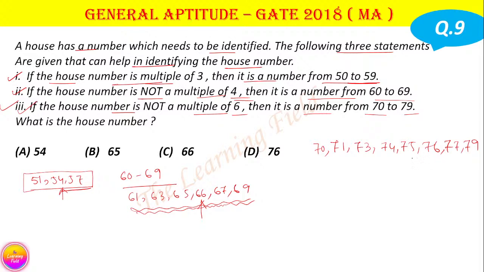Therefore, among these samples we get the number 76, which is a multiple of 4 but not a multiple of 3. So 76 is the correct answer. I think you can understand this question. We start with the possibilities in between these three numbers, and then simplify or apply the given conditions. So option D is the correct answer.